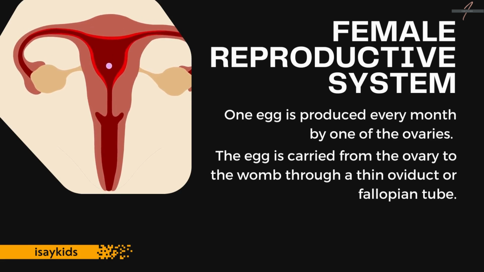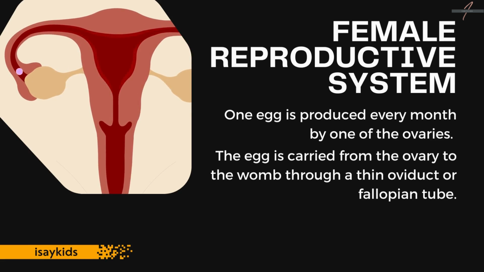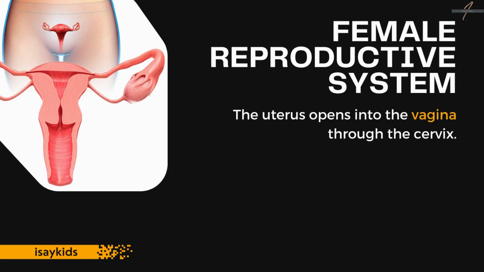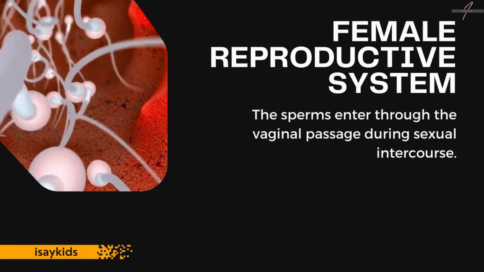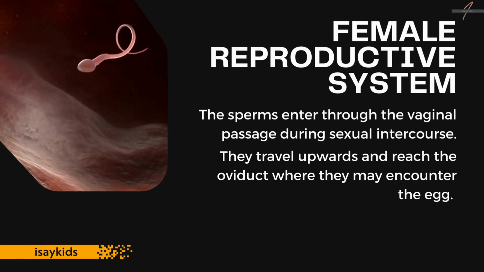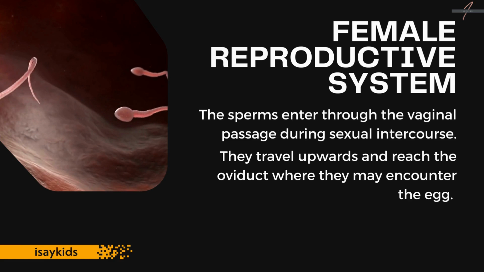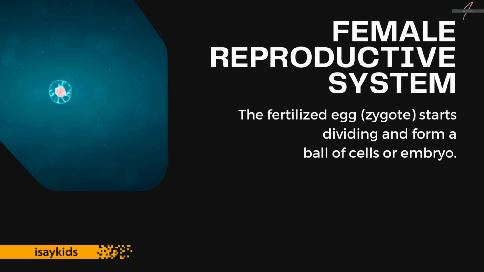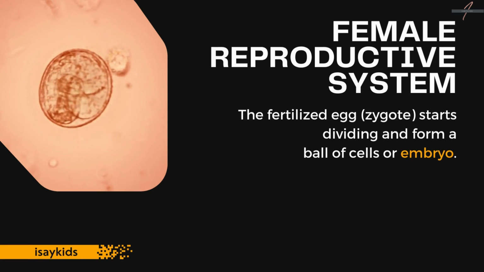The egg is carried from the ovary to the womb through a thin oviduct or fallopian tube. The two oviducts unite into an elastic bag-like structure known as the uterus. The uterus opens into the vagina through the cervix. The sperms enter through the vaginal passage during sexual intercourse. They travel upwards and reach the oviduct, where they may encounter an egg. The fertilized egg or zygote starts dividing and forms a ball of cells or embryo.